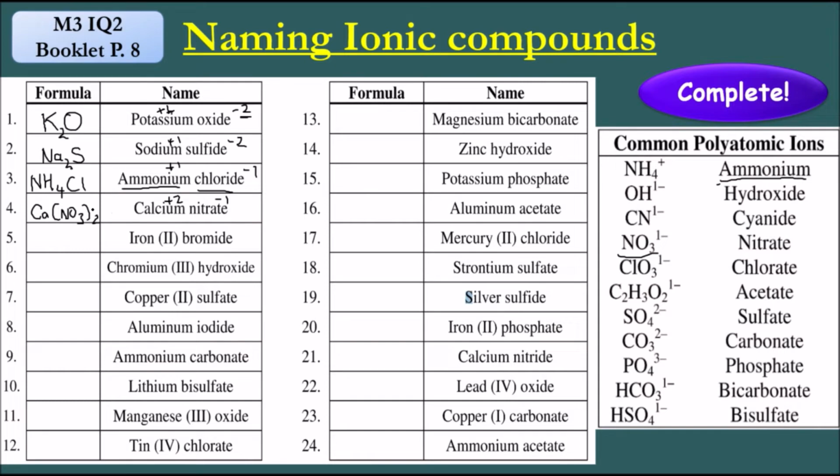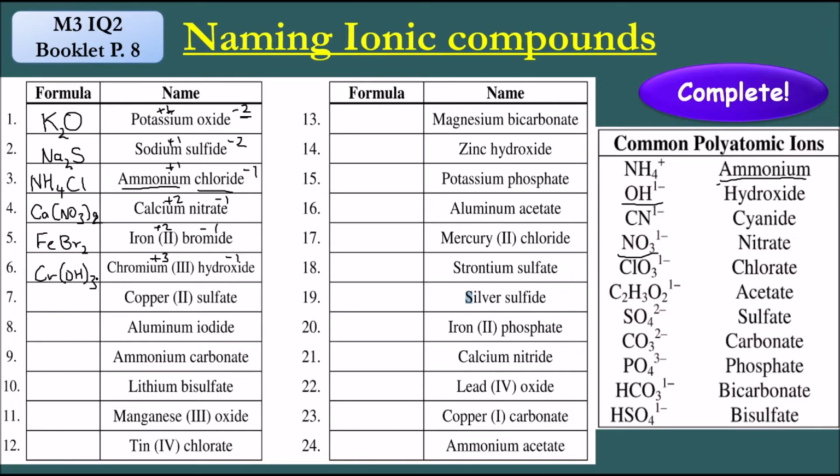The bracket is there to represent that we have 2 nitrate ions present. Iron 2 represents it's 2 plus. Bromide means it's 1 minus. So FeBr2. Chromium 3 means it's 3 plus. Hydroxide is 1 minus. If you want to know, it's given by this equation here. So chromium hydroxide is Cr bracket OH bracket 3.